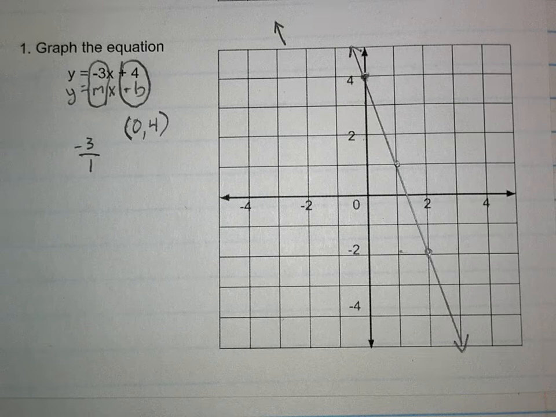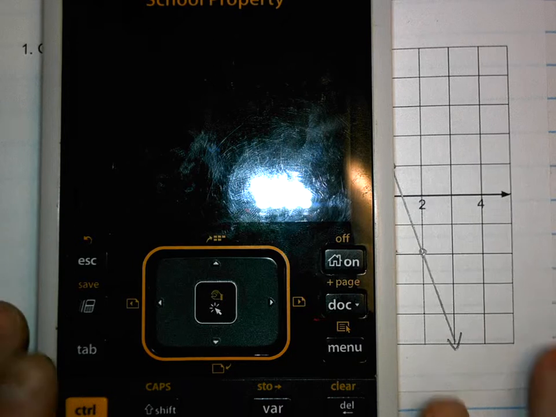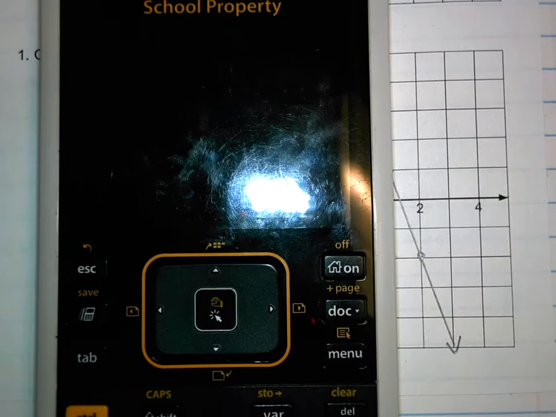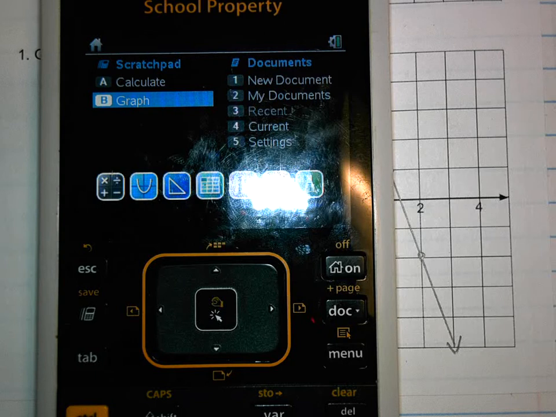Hey, how many of you like this thing, this calculator? It's pretty awesome. Good. Let's get to using our calculator. So, press the home button.